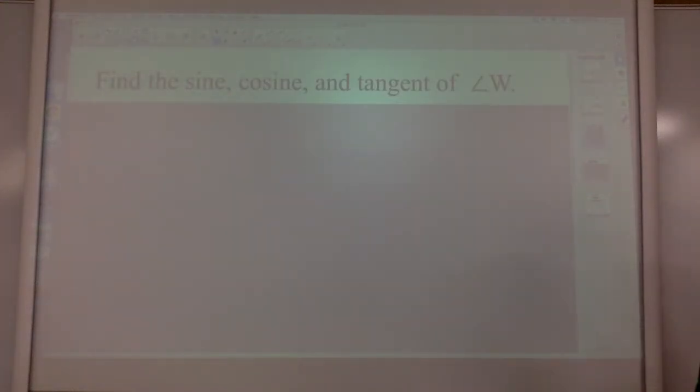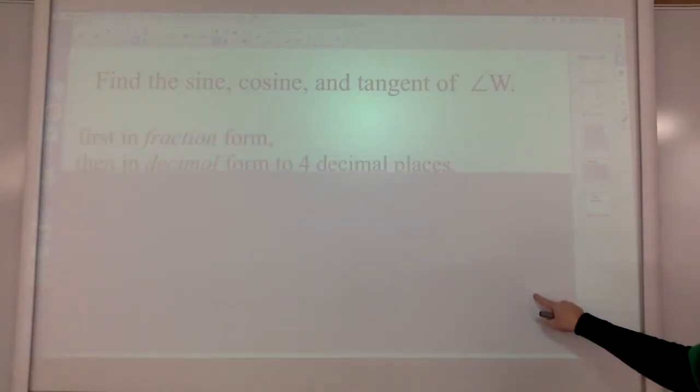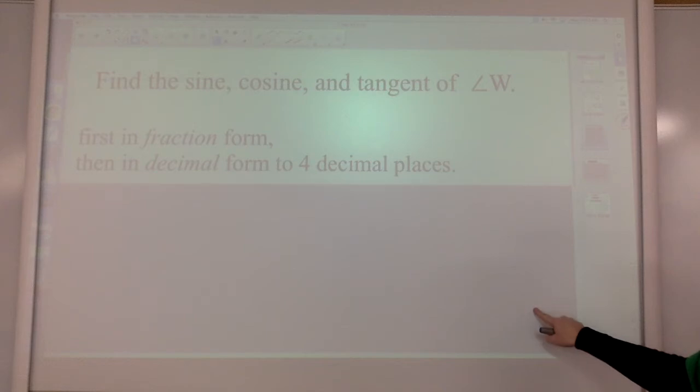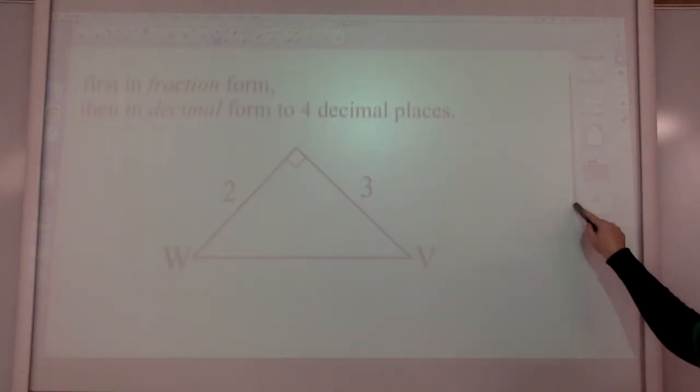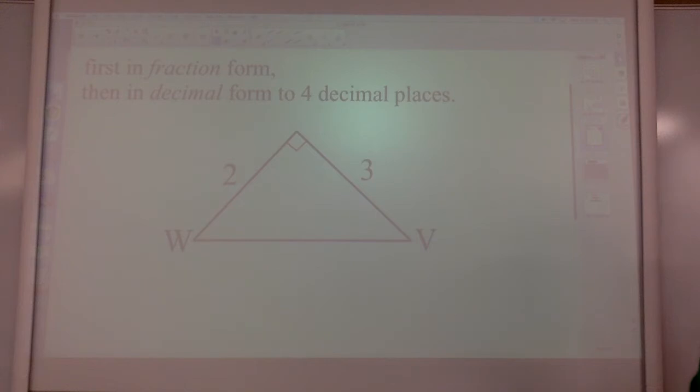All right, next problem. Write this down. Find the sine, cosine, and tangent of angle W. We're only going to find angle W. First in fraction form, then in decimal form to 4 places. So this will be shorter. We don't have to find the sine, cosine, and tangent of W and V. But it'll be a little bit longer because they didn't give us all 3 sides of the triangle. They only gave us 2.